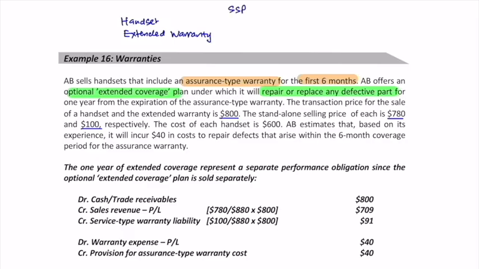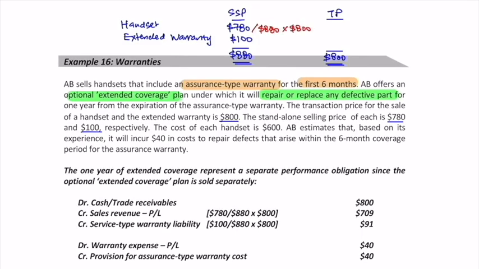The standalone selling prices of these 2 are $780 and $100. In total this is $880. The transaction price, as the question mentioned, is $800. How do we do the allocations? We take 780 over 880 multiplied by 800, which gives 709.09, and 100 over 880 multiplied by 800, which gives 90.91. At the date we received the cash of $800, a portion must be allocated to the extended warranty.